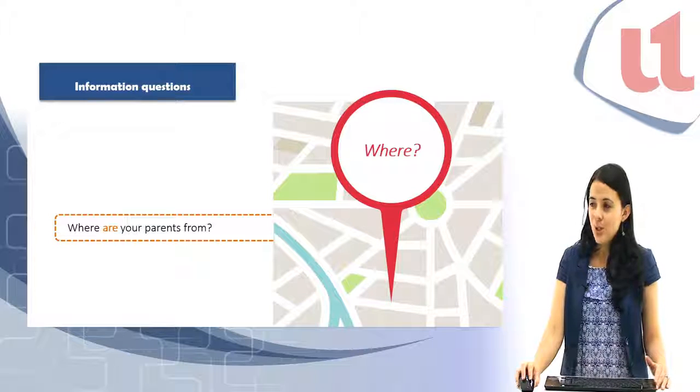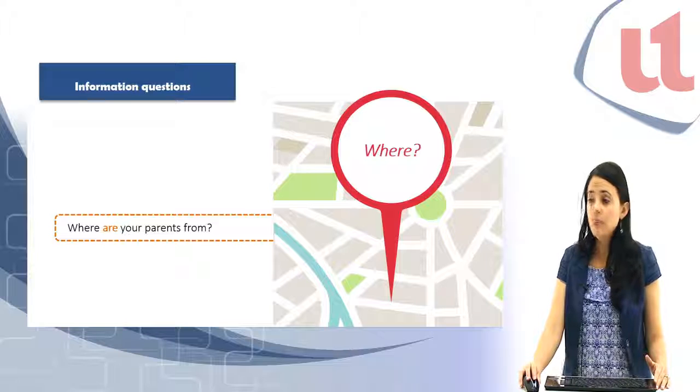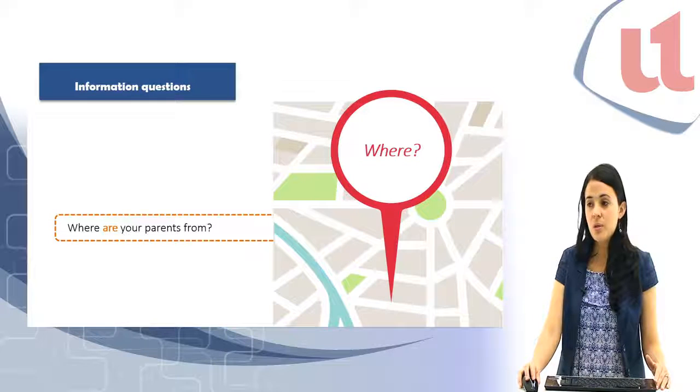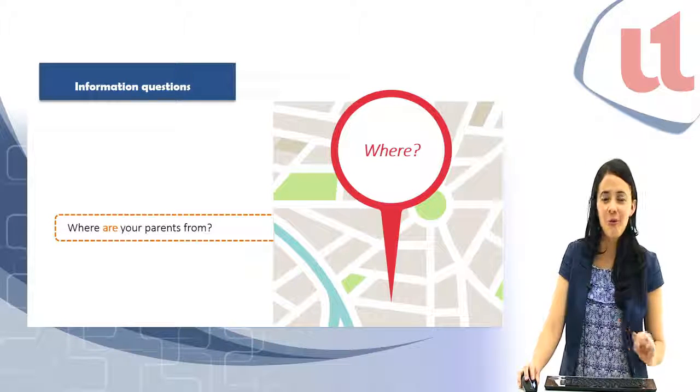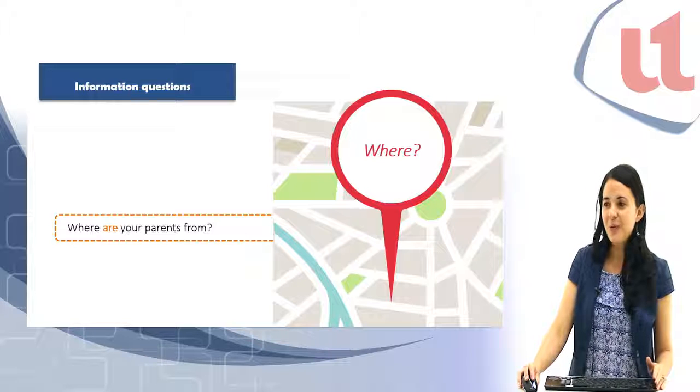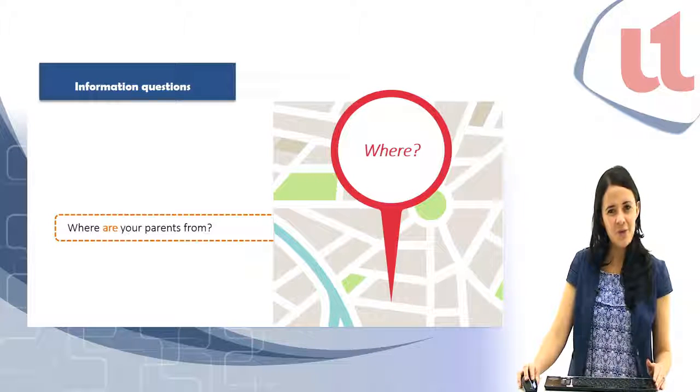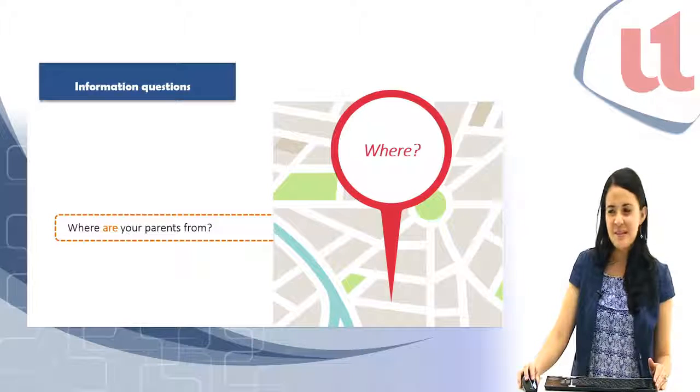To ask information questions, you can use a question word, plus be, plus a subject. Para hacer preguntas de información, usted puede usar una palabra interrogativa, el verbo ser o estar y un sujeto, que puede ser un sustantivo o un pronombre. Por ejemplo, where are your parents from? ¿De dónde son sus padres?